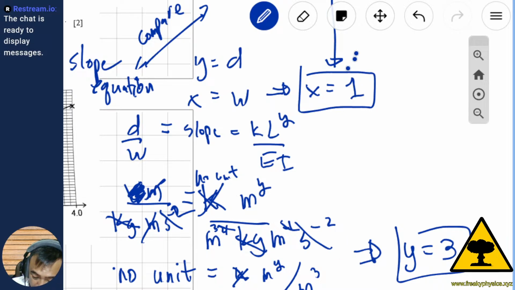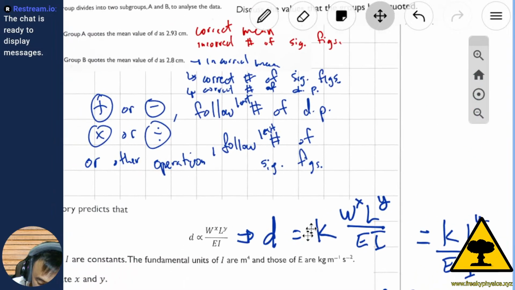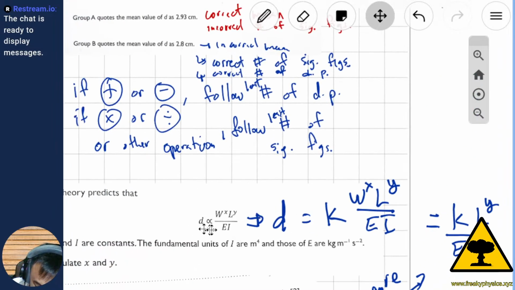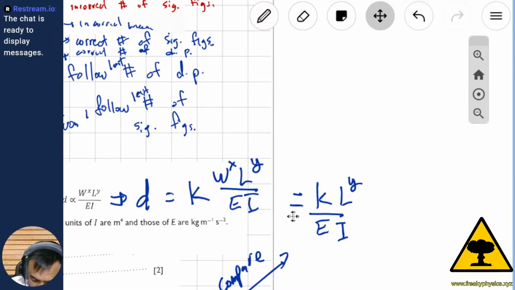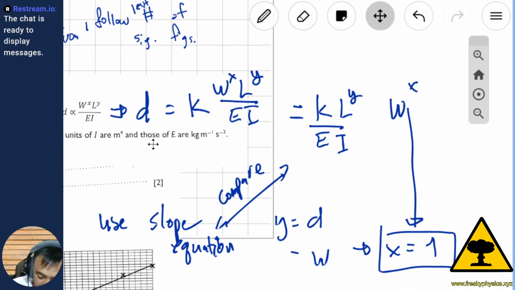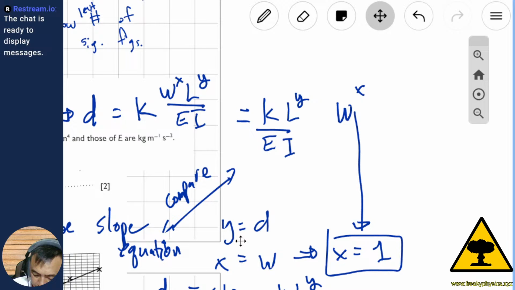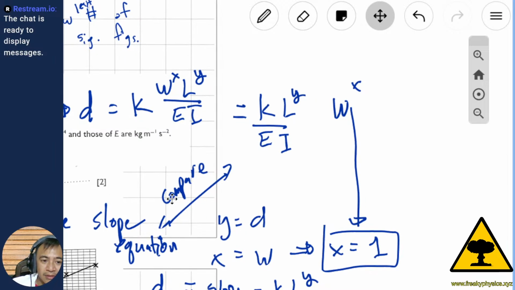Okay, so whenever you see something like this, that's immediately what you do. You convert this into an equation, and once you have the equation, you basically change it into a form that looks like y equals mx plus c. Okay, so that's it.